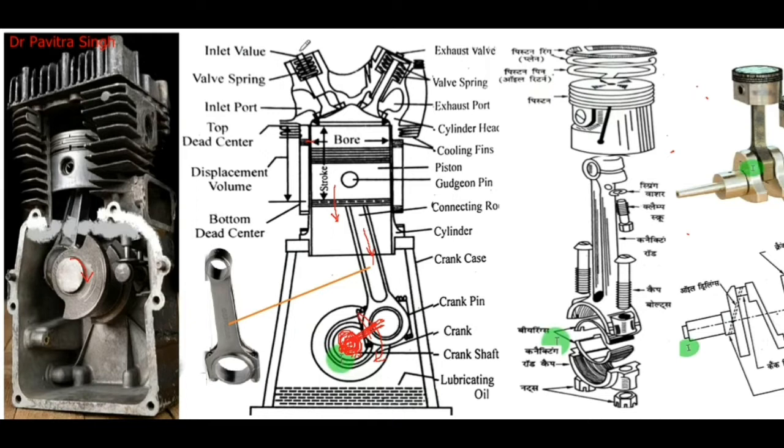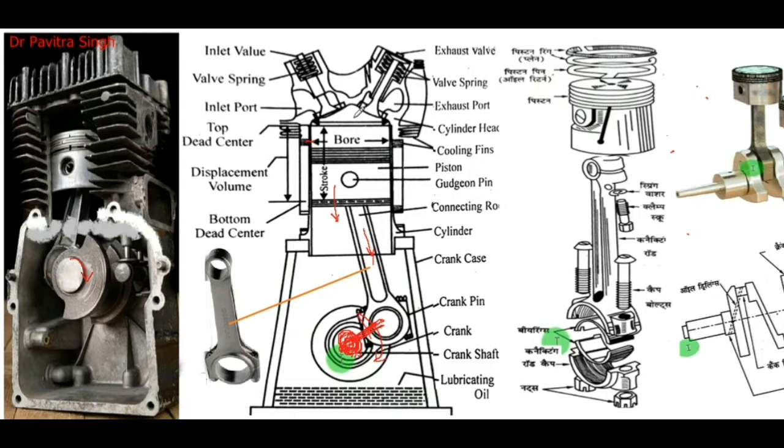This is the inlet valve through which the air fuel mixture will be sucked, and this is a spring. This valve is spring loaded. When this valve is pushed, this port will be opened, meaning connected with the combustion chamber. So the air fuel mixture will enter the combustion chamber.